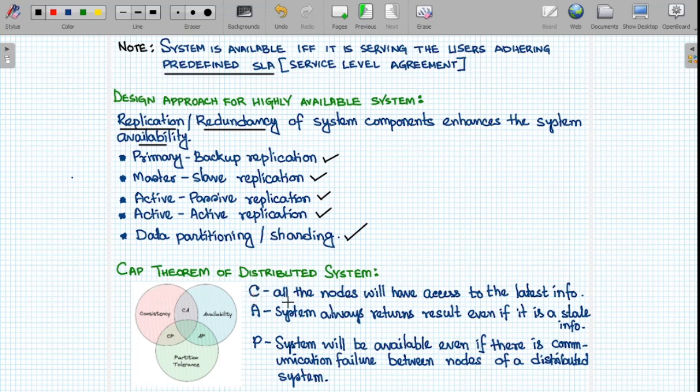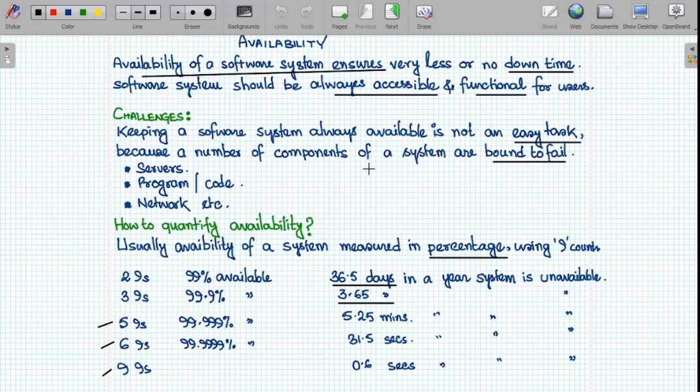Consistency or C ensures that all nodes will have access to the latest information. Availability or A ensures system always returns a result even if it is a stale information. On the other hand, P or partition tolerance ensures the system will be available even if there is a communication failure between nodes of a distributed system. In our subsequent sessions, where we will be discussing the database design, we will come back to this CAP theorem again. Let's summarize the session now.